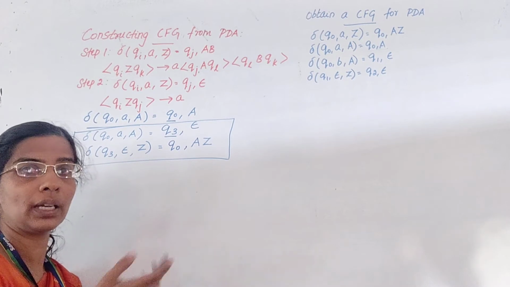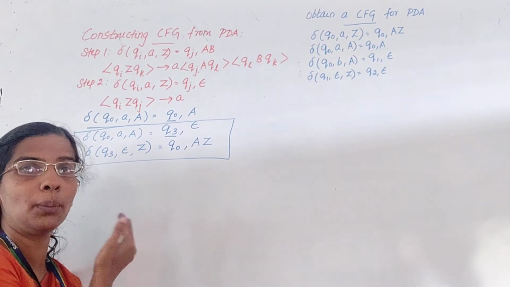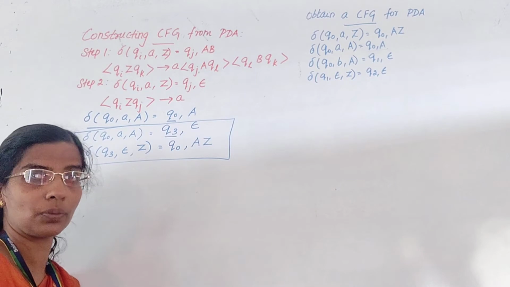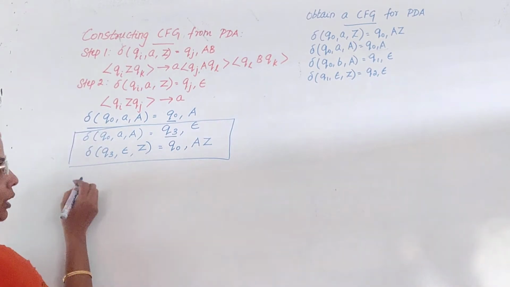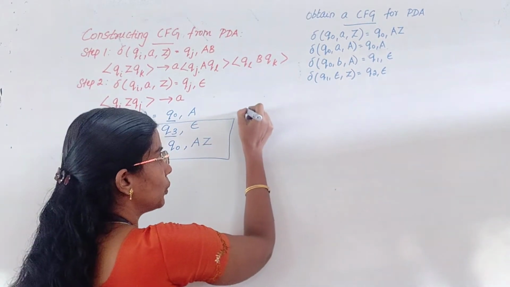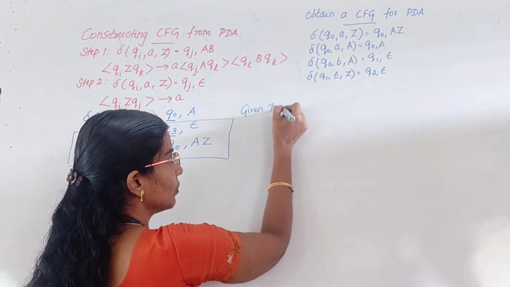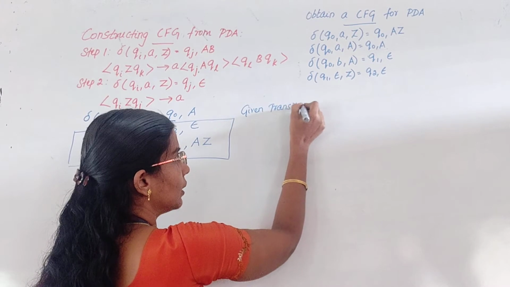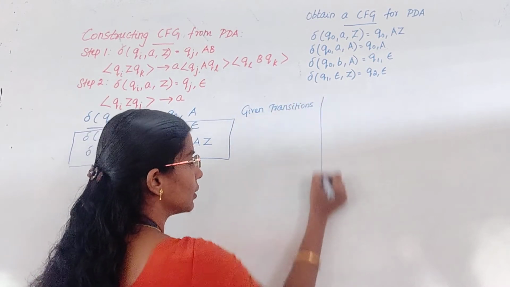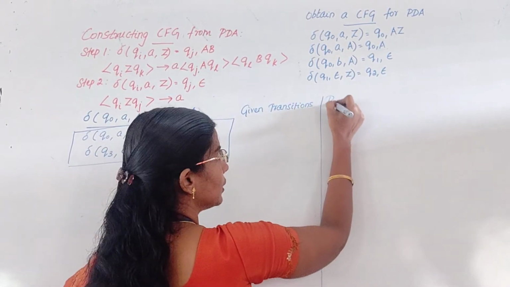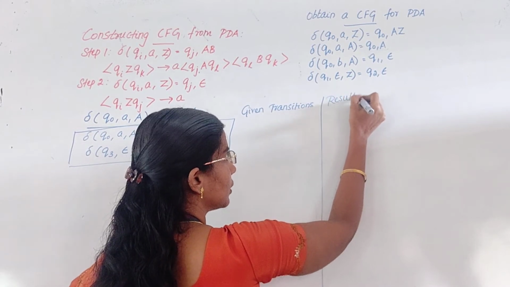Now we can start converting these PDA transitions into context-free grammar. As you know, you are supposed to write the given transitions and the resulting transitions.